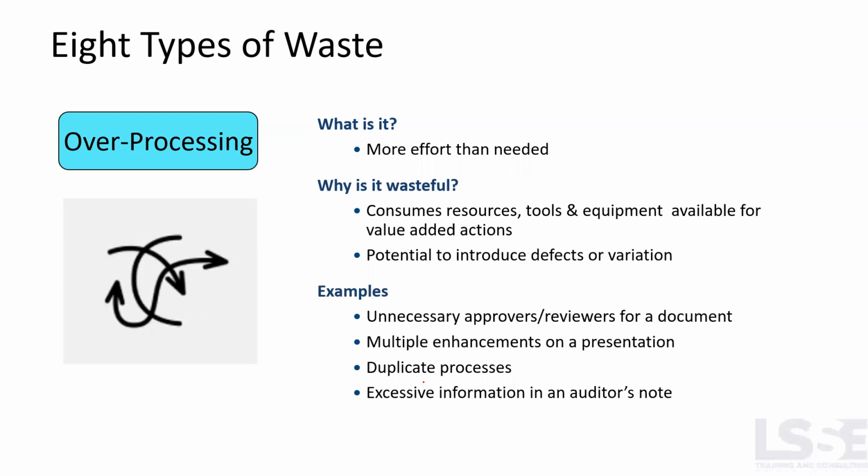Another type of waste is overprocessing. Too much processing of information. Let's say maybe you are working in a process where you need to submit a document to a client, and you might have more than probably enough approvers or reviewers that can delay the submission. You might want to check your process if you have unnecessary approvers or reviewers.